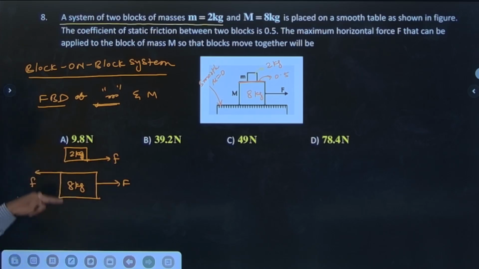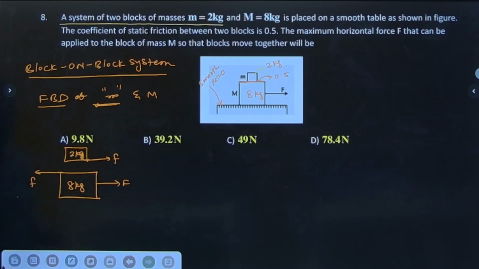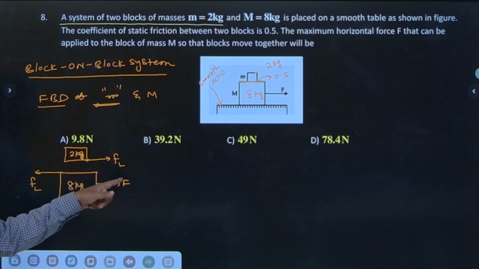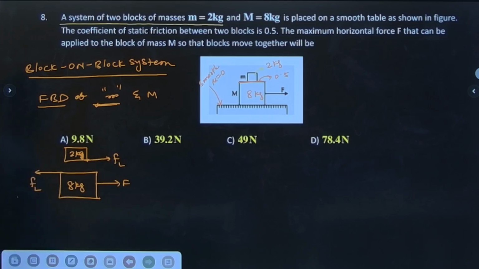So on this upper surface of the lower block, the force will be acting towards this. The same force will act in the opposite direction. This is what you say is the limiting friction. Limiting friction means what? If the applied force is greater than the limiting friction, what happens? It will accelerate. The total system accelerates.